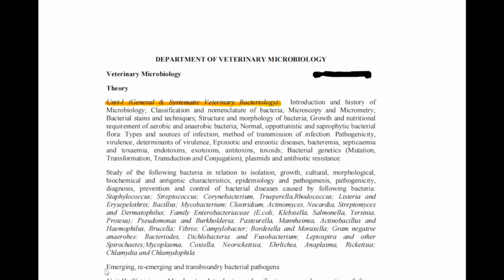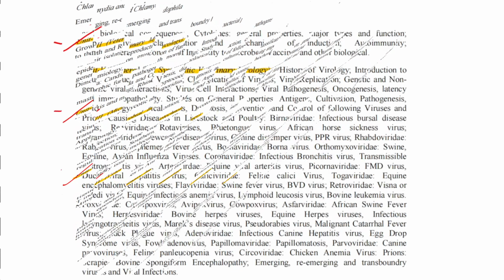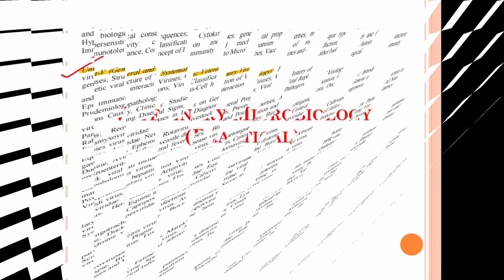Now moving on, we will discuss the syllabus for the theory portion of veterinary microbiology. For the veterinary microbiology theory portion, we have in total 5 units. The first unit deals with general and systemic veterinary bacteriology. The second unit deals with veterinary mycology, that is the study of fungus. The third unit deals with microbial biotechnology. The fourth unit deals with veterinary immunology and serology. Unit 5 deals with general and systemic veterinary virology.